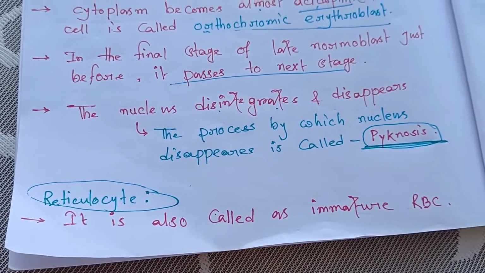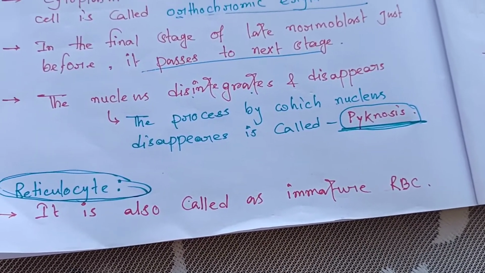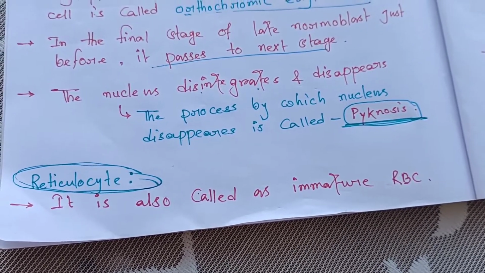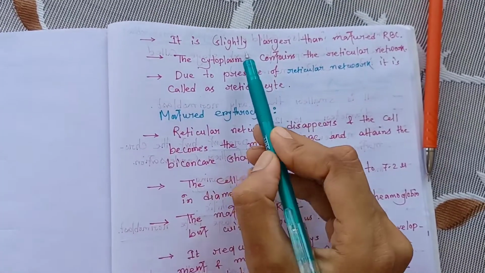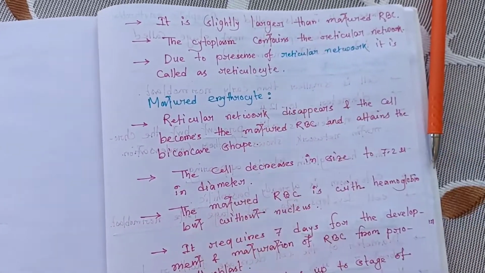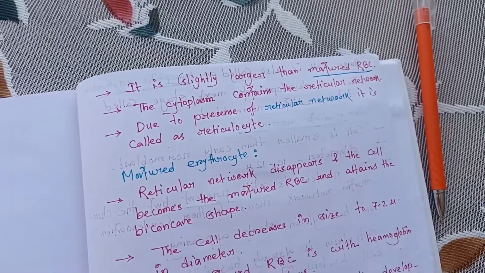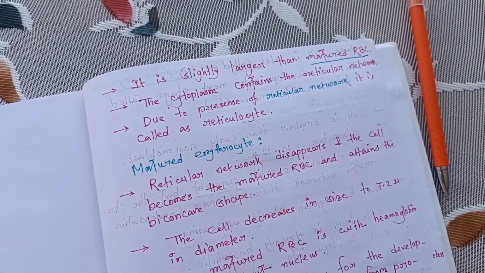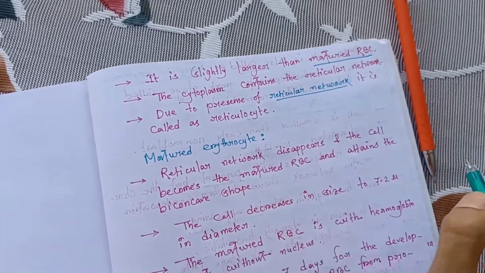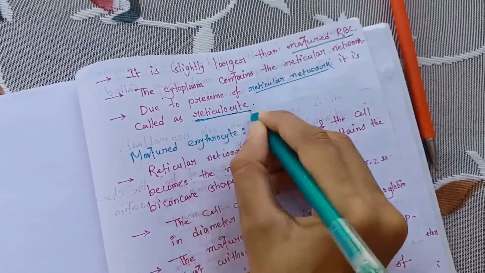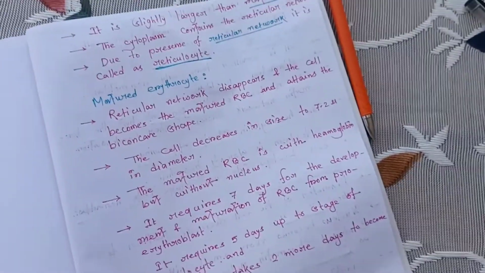Now I tell you about the reticulocyte. Reticulocyte is also called immature RBC. It is slightly larger than the matured RBC, and the cytoplasm contains a reticular network. Due to the presence of the reticular network, it is called reticulocyte, and then it converts to matured erythrocyte.